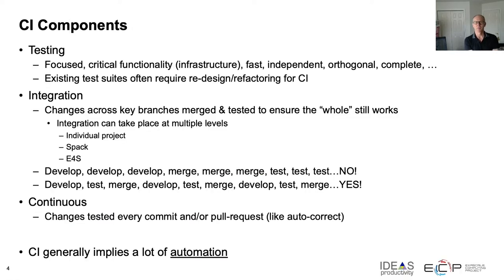So what are the main components of continuous integration? Well, there are three primary components. The first and probably the most important is testing. Tests are really what drive continuous integration. And there are some requirements on the tests. In particular, the tests themselves need to cover as much code as possible. And they also need to be fast because they're going to be part of an iterative development cycle.